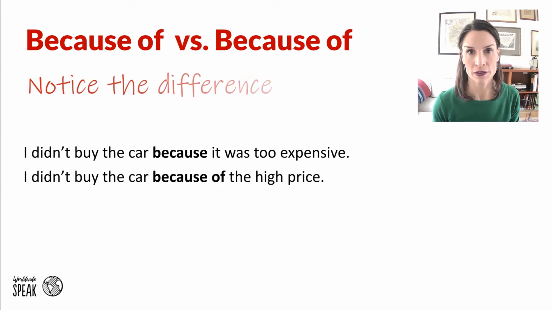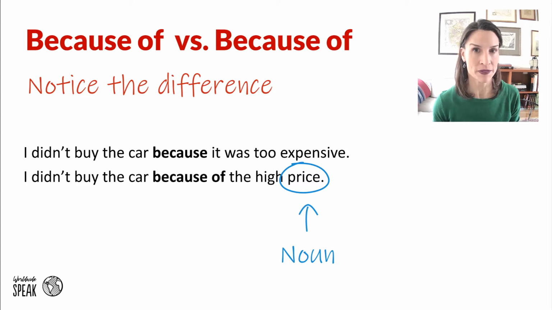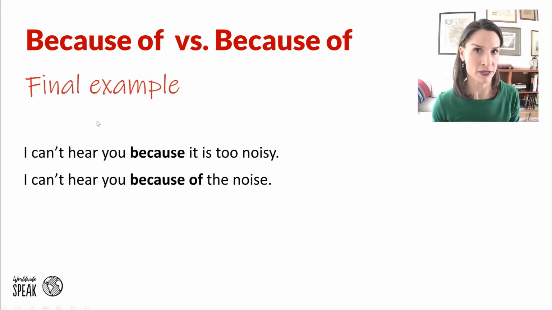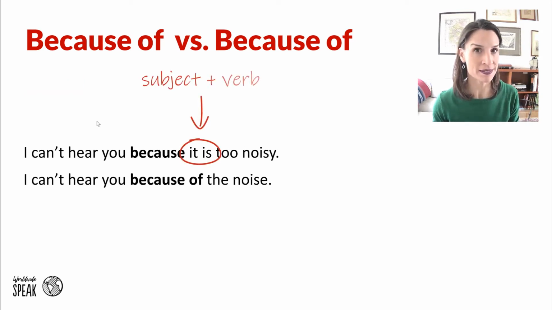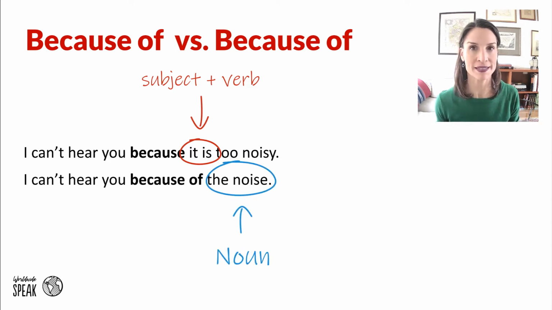So here's another example. I didn't buy the car because it was too expensive. I didn't buy the car because of the high price. So here, price is my noun. I have an adjective in front of it, high, that's fine. But I can't use because of in the same way as because with a subject and a verb. This is just the grammar rule for because of. Here's the final example. I can't hear you because it is too noisy. Okay, because plus subject and verb. I can't hear you because of the noise. Simply the noise. That's all that's going to follow because of.